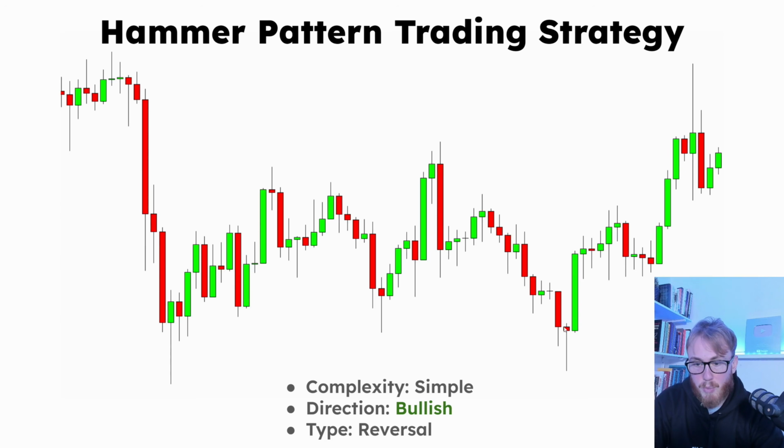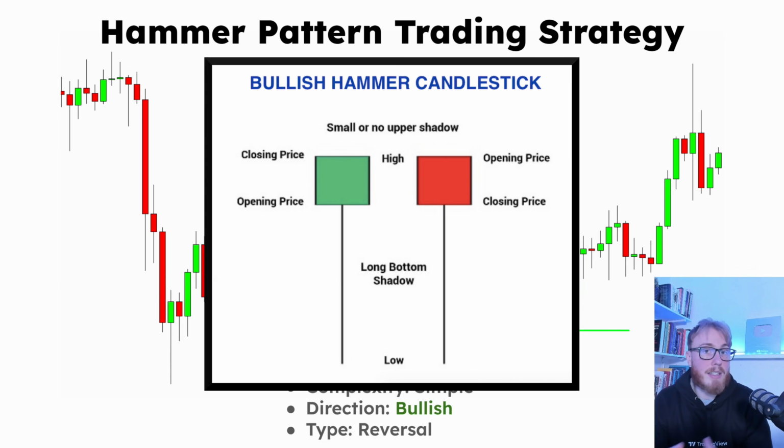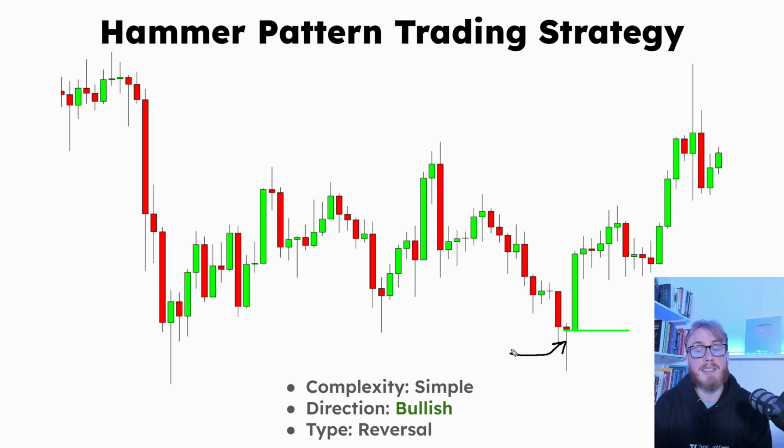Well, the most common way to enter the hammer is to enter here at the close of the candle. Remember, since this is a red candle right here, the candle closed right there. And I also forgot to mention that this candle is red, and hammers can be either red or green. It doesn't really matter. The most important thing is that we have a long lower wick and a small real body. But as you can see, the most common entry point is right here.